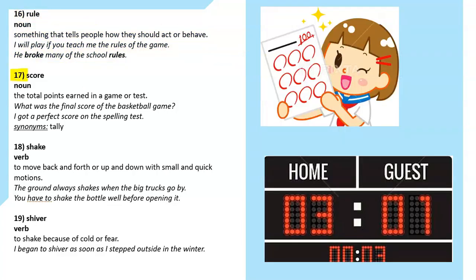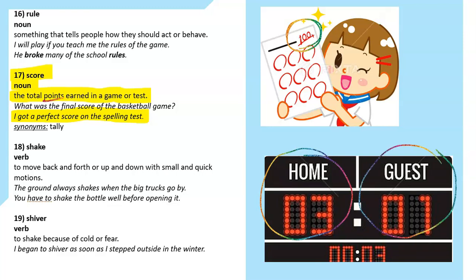Our next word is score. Score is a noun and it is the total points earned in a game or a test. For example, I got a perfect score on the spelling test. Whenever you take a test, the score will be on your paper. That is how many points you got. Or when we're playing a game, there are many teams and each team has a score. They have how many points. So this team here, their score is 3, and this team here, their score is 1.